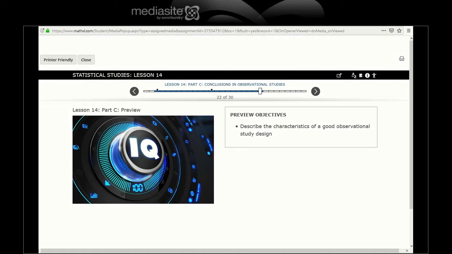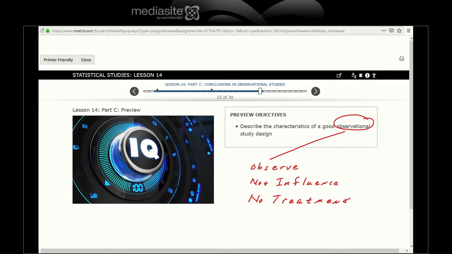And we have one objective. Describe the characteristics of a good observational study design. First of all, what's an observational study? Keyword being to observe. Therefore, not influence. No treatment. Observation, you just look at data.